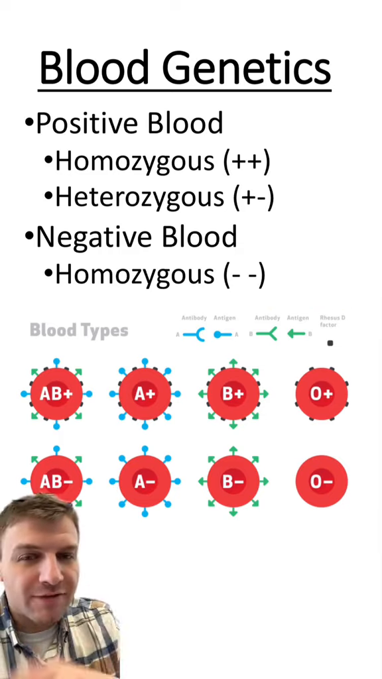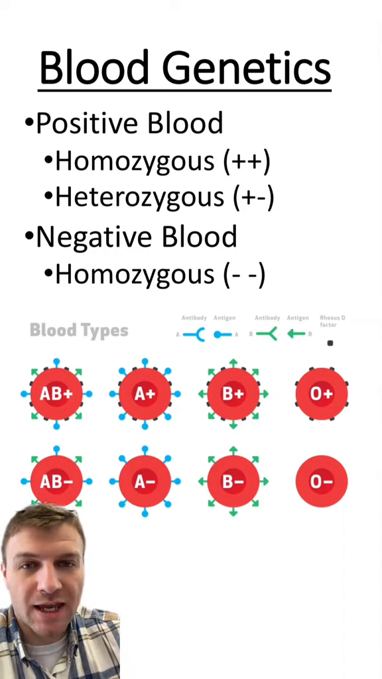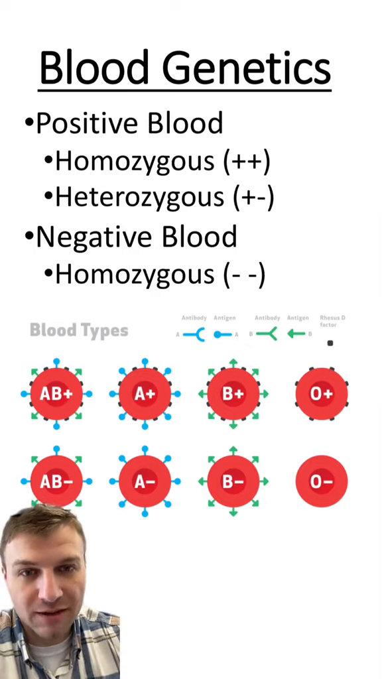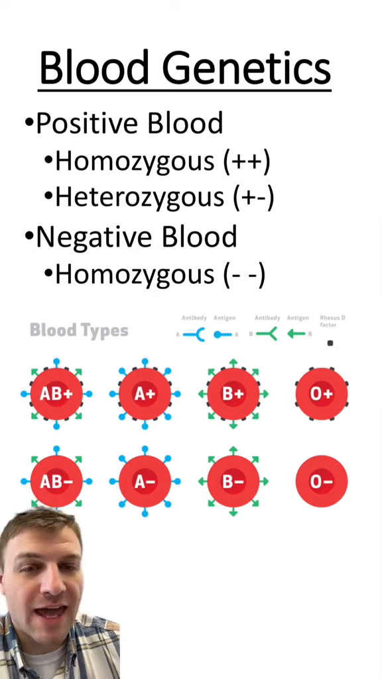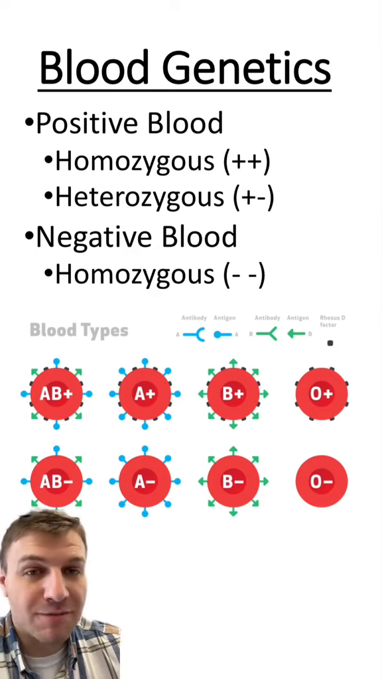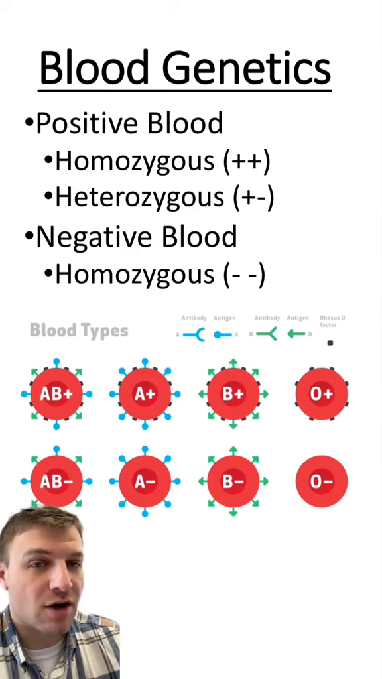I love this graphic that shows us the difference between AB, O blood, and positive and negative blood. You can see in the positive blood, they have an extra set of antigens called the Rh factor. And the negative blood on the bottom doesn't have this Rh factor.